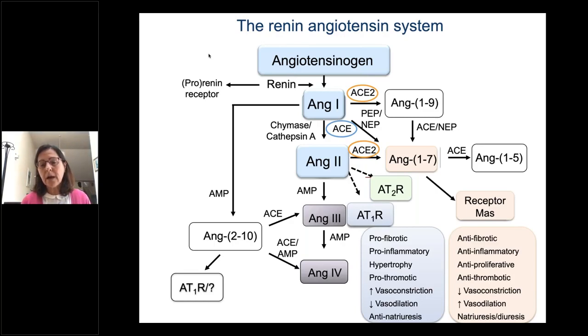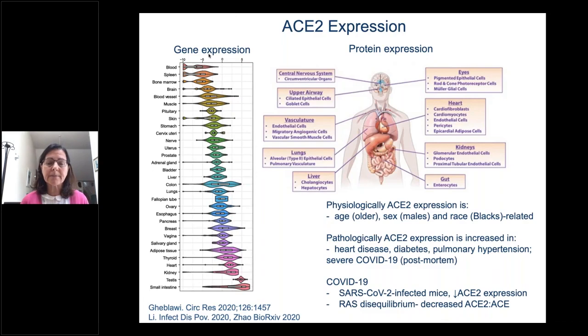On the other hand, production of angiotensin 1-7 from angiotensin 2 through ACE2 activity and binding of Ang 1-7 to receptor Mas has opposite effects for all intents and purposes to activation of the AT1 receptor. We know that Ang 1-7 is antifibrotic, anti-inflammatory, anti-proliferative, anti-thrombotic, it reduces blood pressure, and it induces natriuresis. And for these reasons, the ACE2, Ang 1-7, Mas pathway has been identified as the counter-regulatory axis of the renin-angiotensin system.